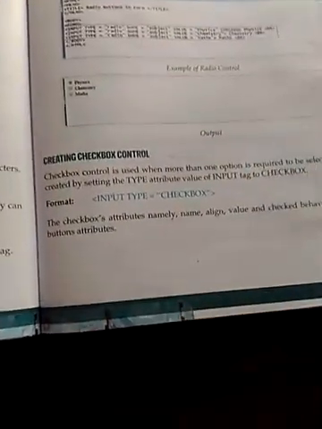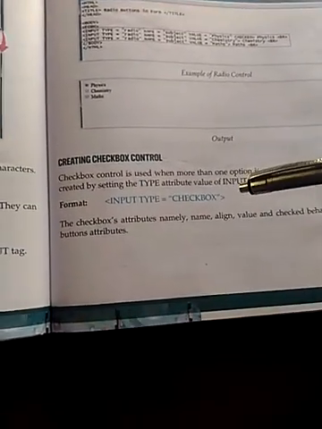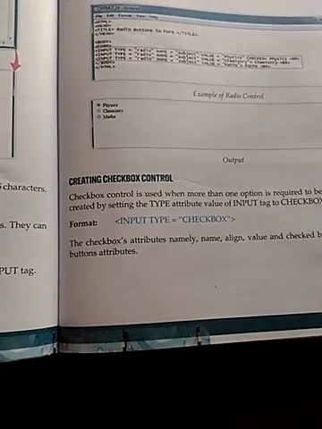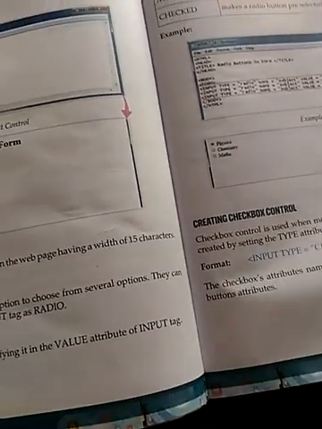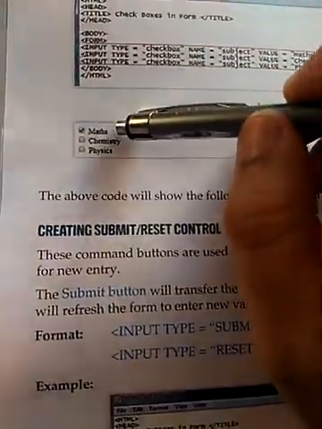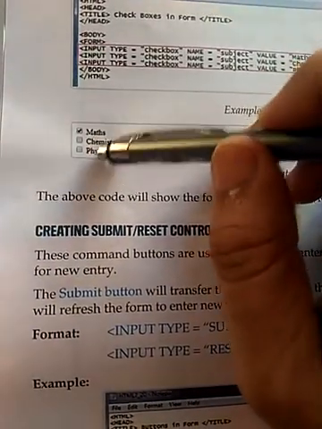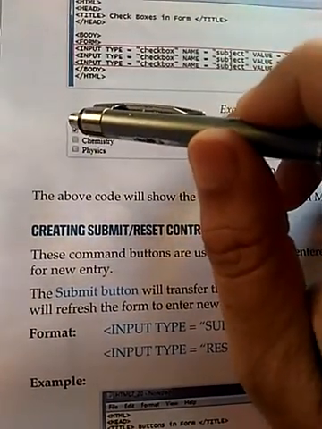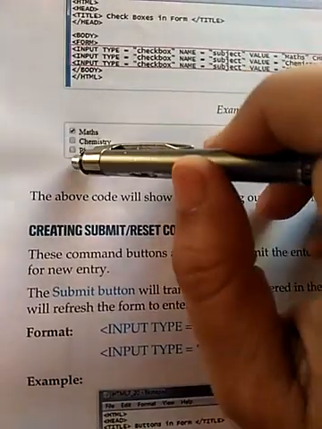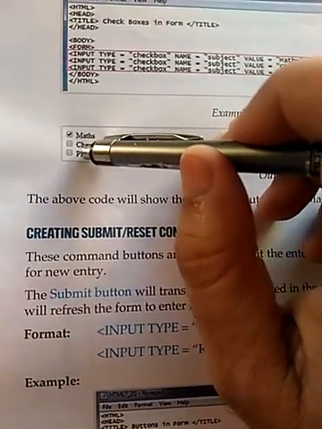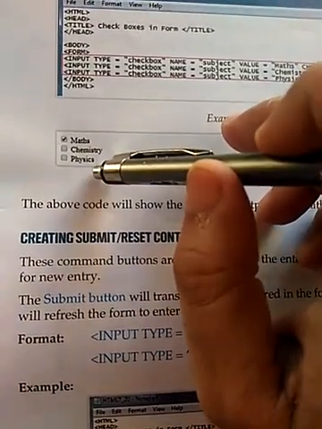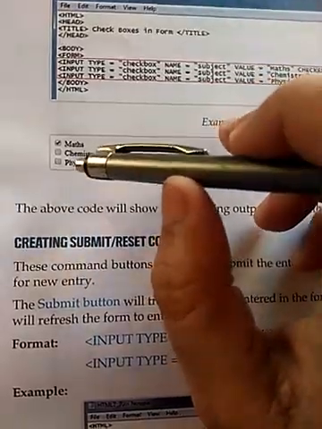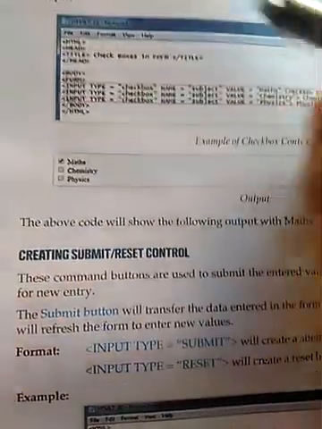Now the next control is checkbox. What is checkbox? Checkboxes are used to select multiple values at a time. For example, look at here. Maths, chemistry, physics. If you want to select all the three, then you can click on all the three. All will be checked. So this is the checkbox. It can be created in the same way as you have created the radio button. But the difference is that the input type is checkbox instead of radio.